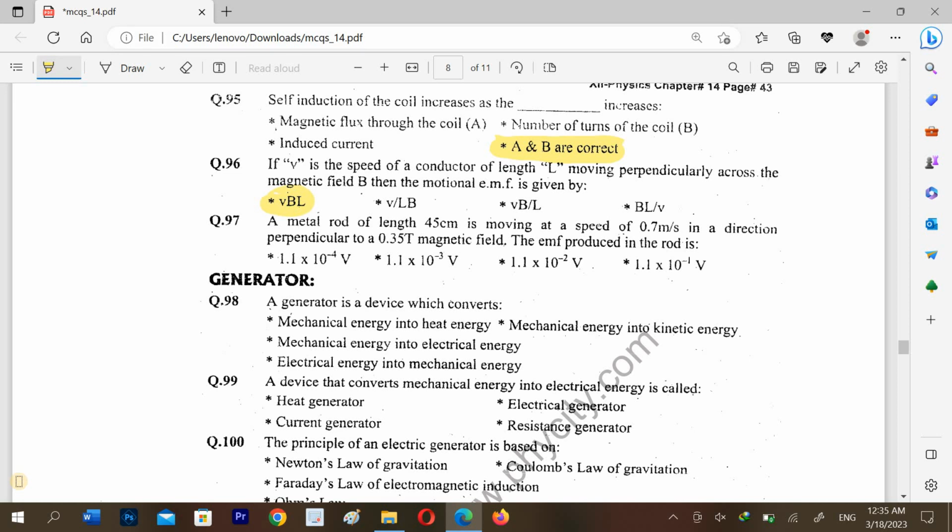A metal rod of length 45 cm is moving at a speed of 0.7 m/s in a direction perpendicular to a 0.35 T magnetic field. The EMF produced in the rod is 1.1 multiplied by 10 to the power minus 1 V.